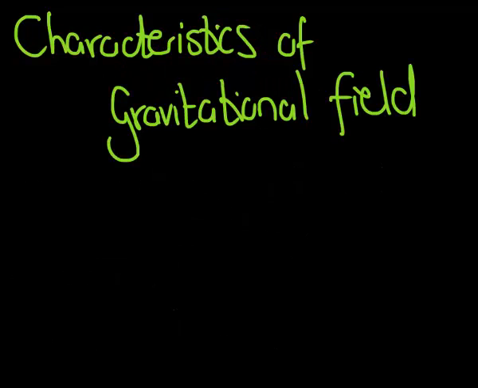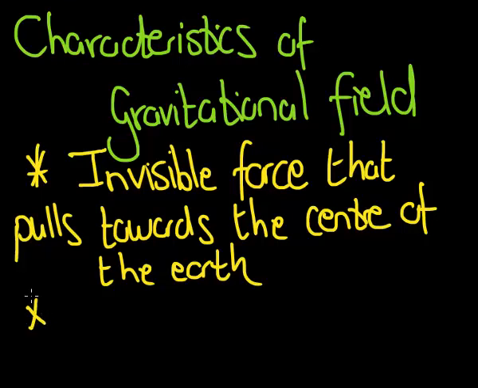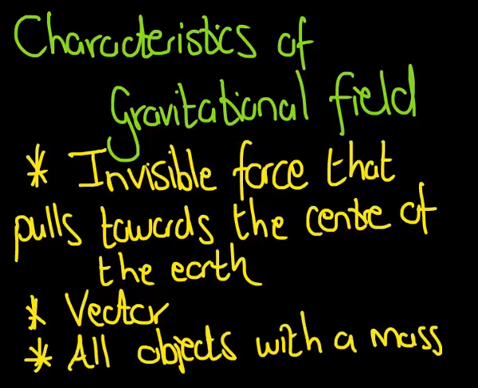Now our characteristics for our gravitational field, just like our other two forces, it's also an invisible force, but it will pull all objects towards the center of the Earth. It's also seen as a vector because it's got a direction, as I said, always towards the center, and it always works straight down towards the center. And the last one, it will act on anything that has a mass. So any type of object, as long as it's got a mass, it will have a gravitational force working onto it towards the center of the Earth.